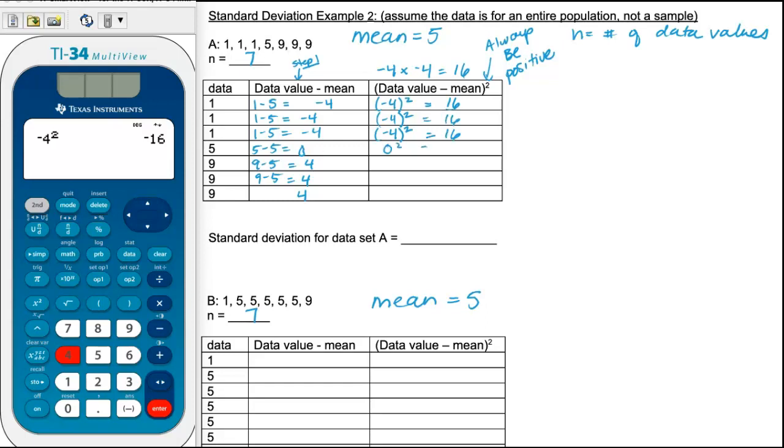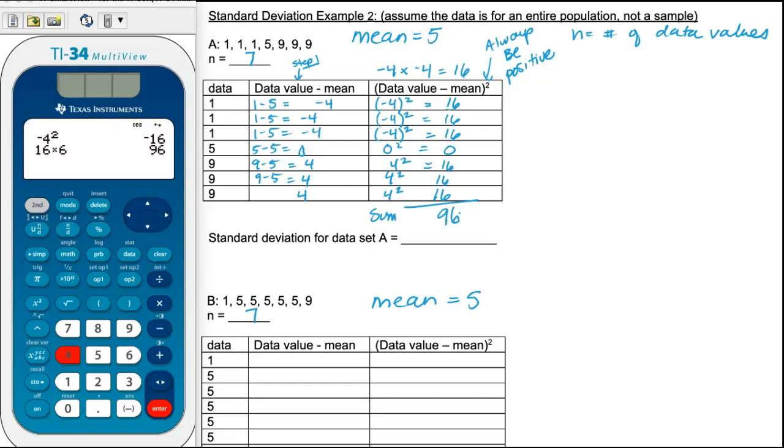In this case, 0 squared is just 0. 4 squared, 4 times 4 is 16. 4 squared is 16, and then this is also 16. So we're taking the previous column and we're squaring it. And then the next step is we're going to add all of these. So we're going to add these together and we're going to get a sum. So I'm going to add 1, 2, 3, 4, 5, 6. There's 6 16s. So I can add 16 up 6 times or just multiply by 6. A lot of the time when you're doing standard deviation, these numbers will be different, so you'll just have to add those up. But in this case, I was able to do a shortcut. So we get a sum of 96.